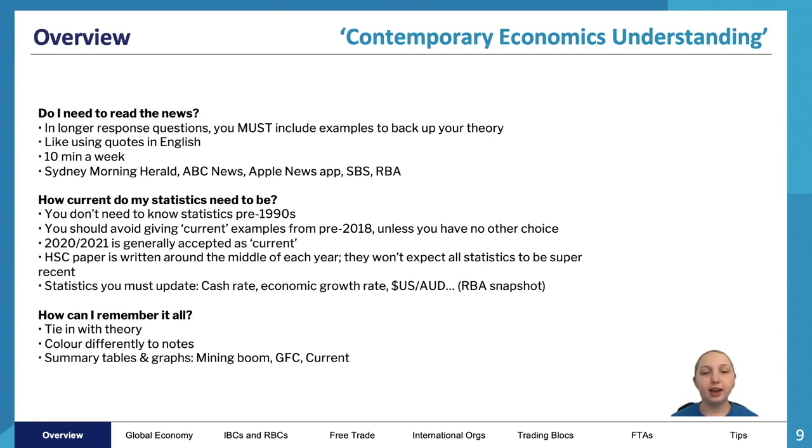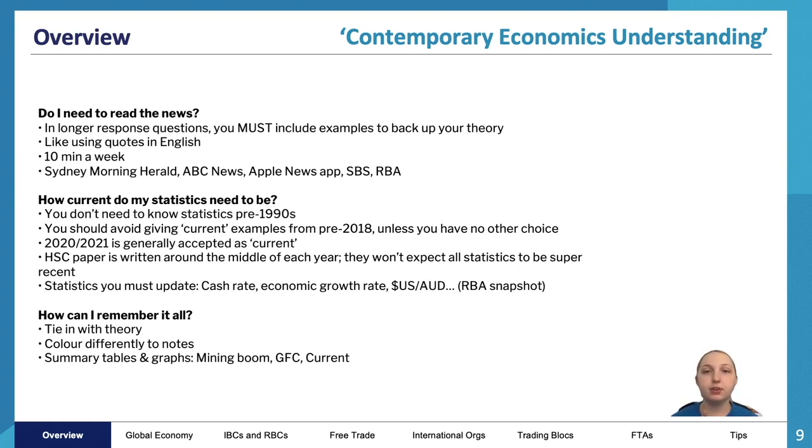But there are a few exceptions to that rule. The things that you should always have the most up-to-date examples for are the cash rate, your economic growth rate, and exchange rates. Unemployment rate is also a really good one to have. So there are a few statistics that I would recommend having the most up-to-date example for. But in general, your examples from 2020, 21 onwards are fine. I would also say if you are going to be talking about the budget in your essays or exam papers at all, do try to have the most recent budget and be up to date with your policies.